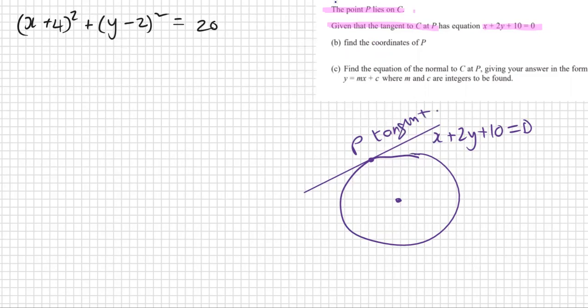Well, we can use simultaneous equations because P is on both. It's not functions, it's on the circle equation and it's on the tangent equation. So let's set that up. Here's our circle equation. And the tangent was x plus 2y plus 10 is all equal to 0. That's our tangent. Okay, we don't need this equal to 0 bit. This is the function.